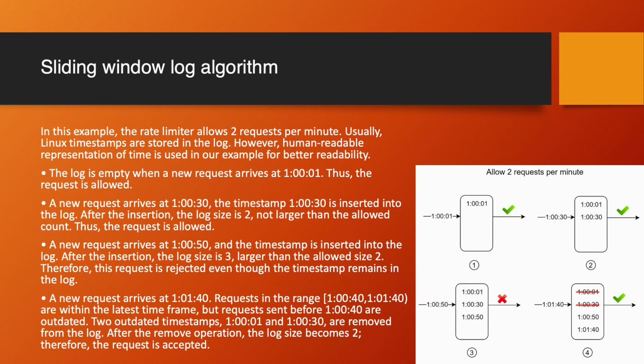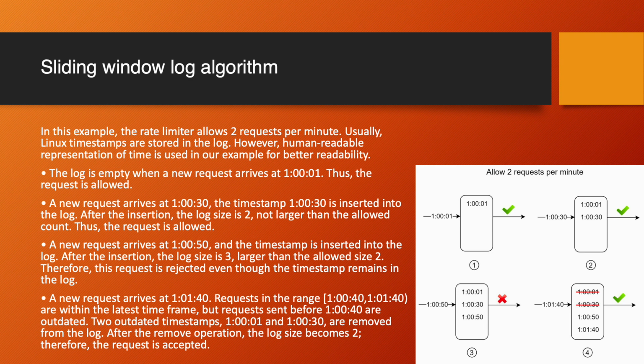Here the rate limiter allows 2 requests per minute. Usually Linux timestamps are stored in the log. However, a human readable representation of time is used in our example for better readability. The log is empty when a new request arrives at 1:00:01. Then the request is allowed. A new request arrives at 1:00:30. The timestamp 1:00:30 is inserted in the log. After the insertion, the log size is 2, not larger than the allowed count, and the request is allowed.